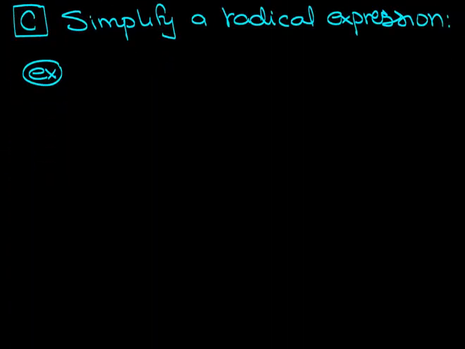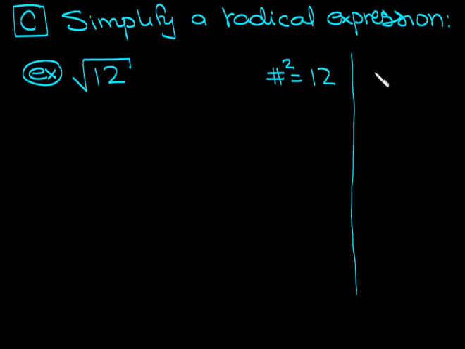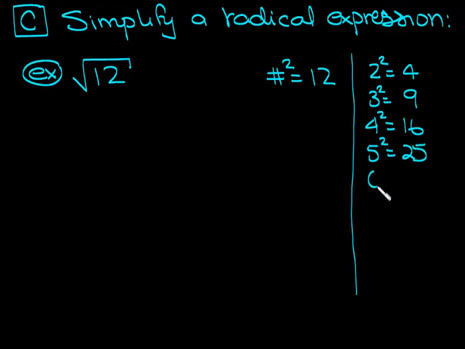Now what happens if you have something like this? Let's say I have the square root of 12. Well, what do we want? We want to find some number that, when we square it, we'll get 12. Let's take a minute and write down all our squares. We have 2 squared is 4. 3 squared is 9. 4 squared is 16. 5 squared is 25. 6 squared is 36, and so on.